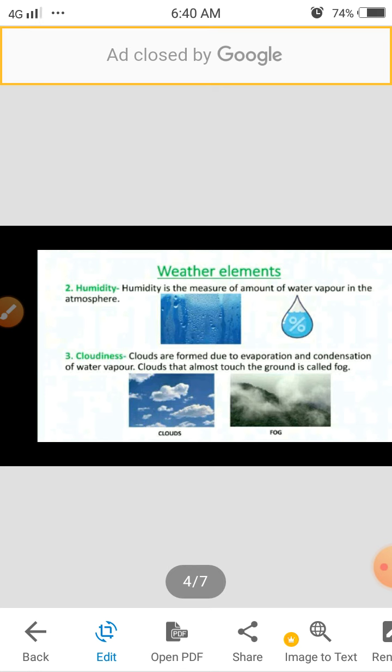As the evaporated water or gas rises up in the sky, it becomes clouds, and as the temperature becomes low, these clouds or gas again change into water and come to the earth. This is called condensation. Clouds that almost touch the ground are called fog. What is the fog? Clouds that almost touch the ground are called the fog. On cloudy days, the temperature will be low.